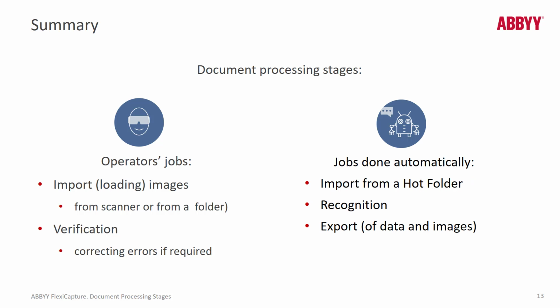So we talked about different operators' jobs. We talked about the main processing stages. We talked about bifurcated verification, and we talked about ingestion and export, some of the things that happen at recognition. So that covers kind of the most straightforward processing. You can get more complicated in your FlexiCapture workflow. I always like to start out simple.